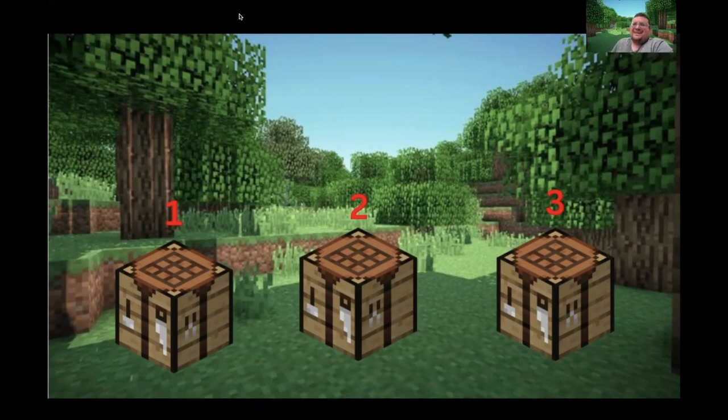I want you to take a guess which of these crafting tables, number 1, number 2, or number 3, has the best weapon. If you pick the one that has the okay weapon, that's not bad, but try not to pick the one with no weapon, because in Minecraft, you always need a weapon. We're going to answer a problem, and then we're going to come back and check to see which of these crafting tables has the best weapon.